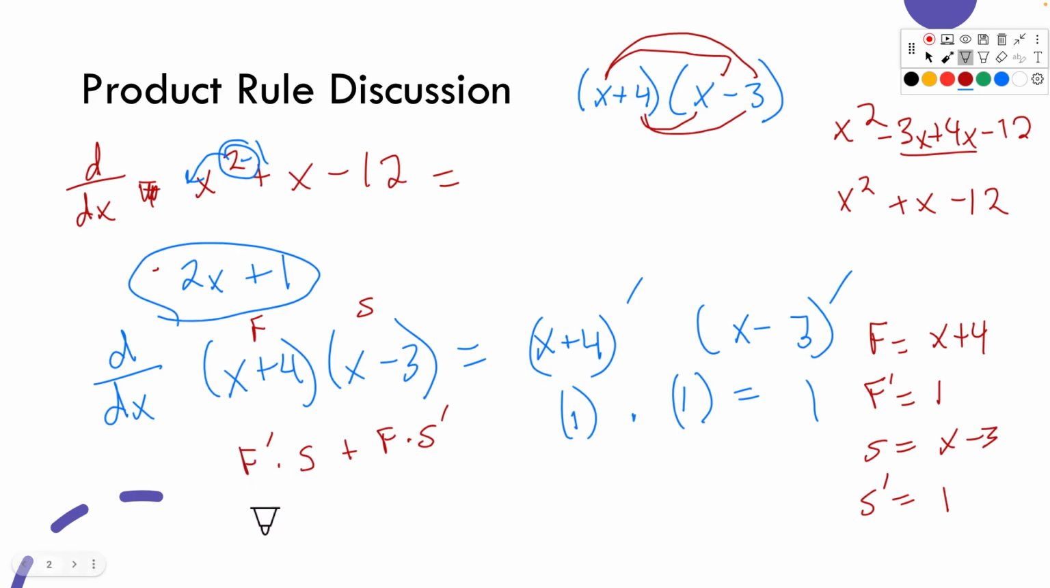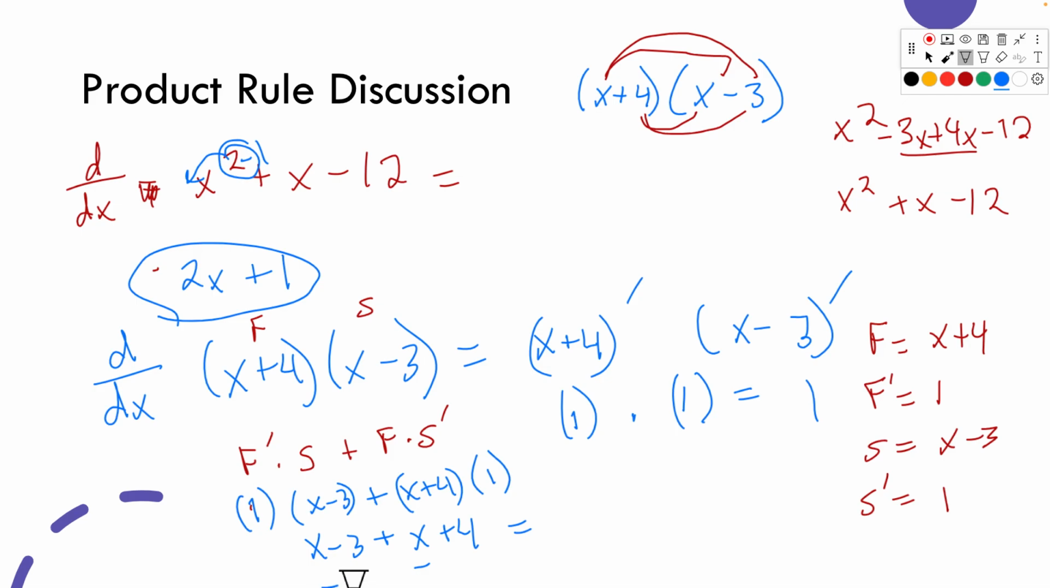The derivative of the first one is 1. The second one unchanged, that's just x minus 3, plus the first one unchanged, x plus 4, times the derivative of the second, which is just 1. When we distribute 1 through, we get x minus 3 plus x plus 4. When we combine like terms, we get 2x plus 1.